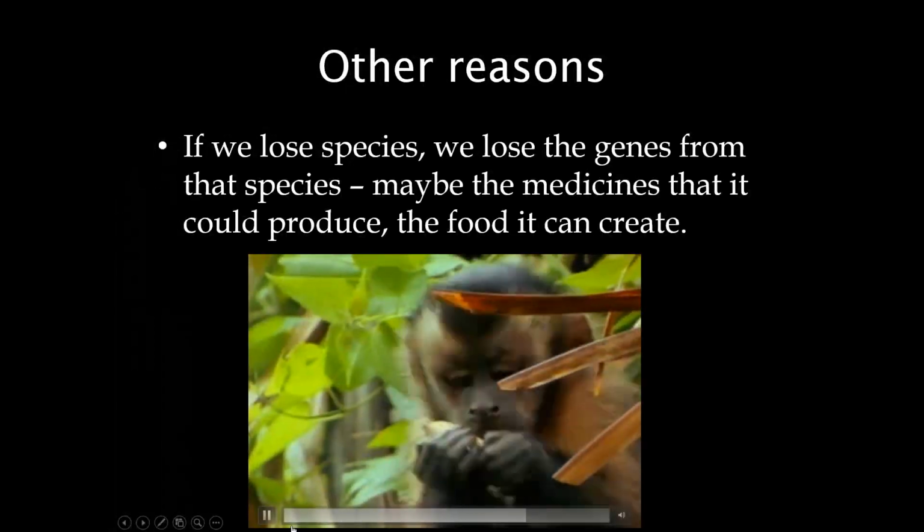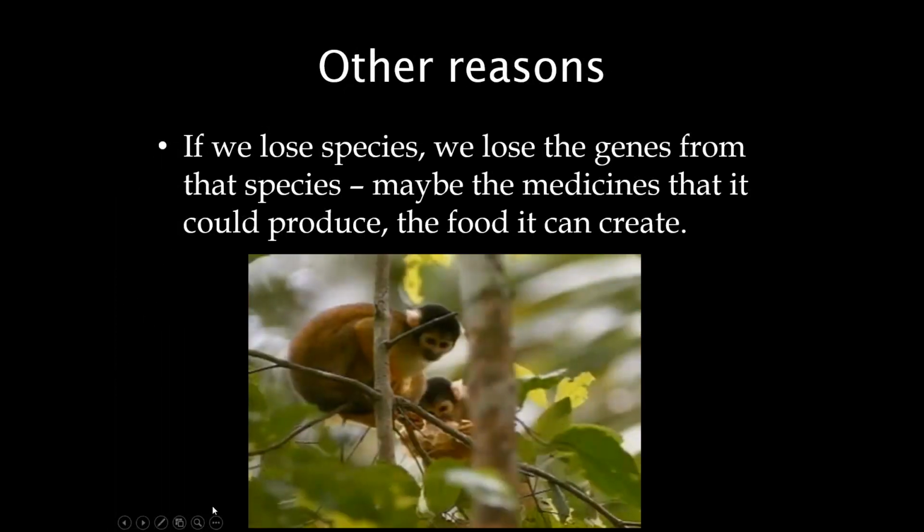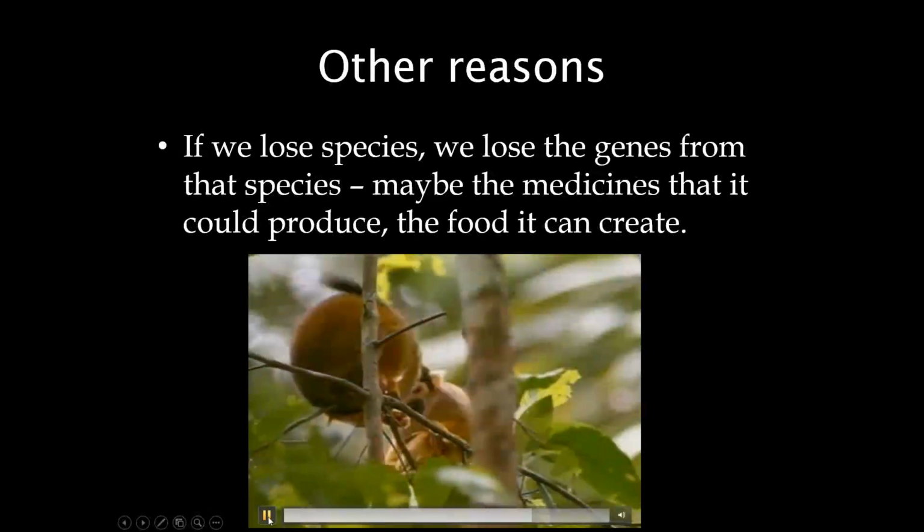During her time with the squirrel monkeys, Dr. Mitchell determined their place in the intricate ecology of the rainforest.